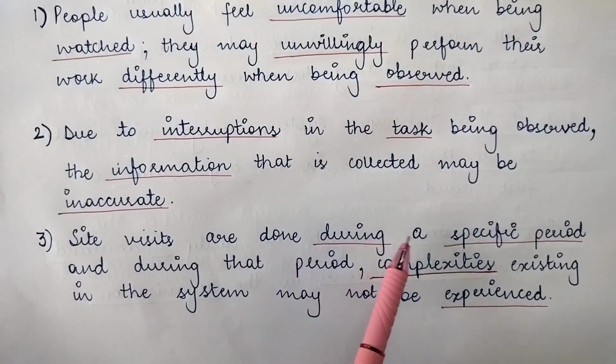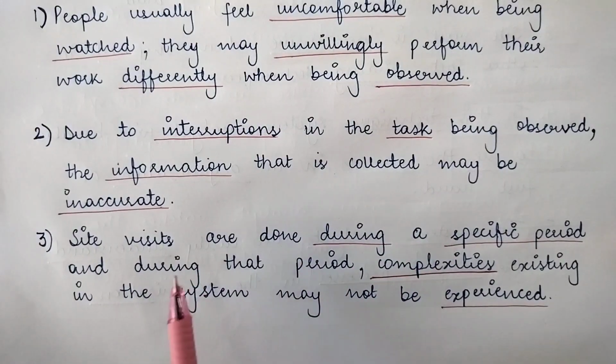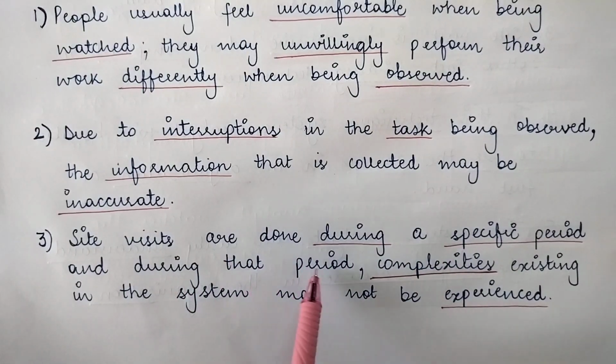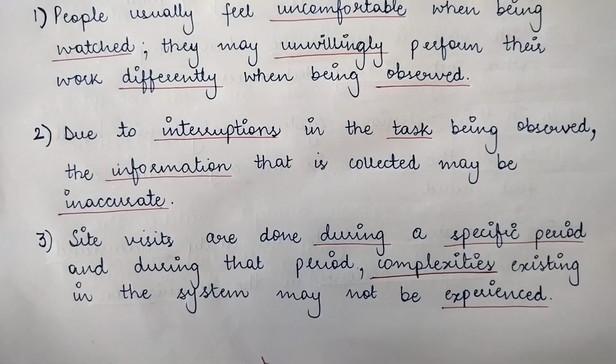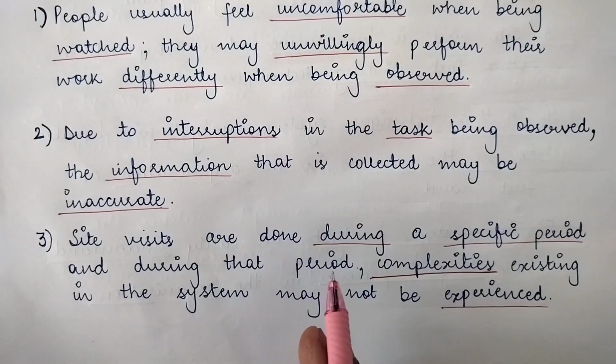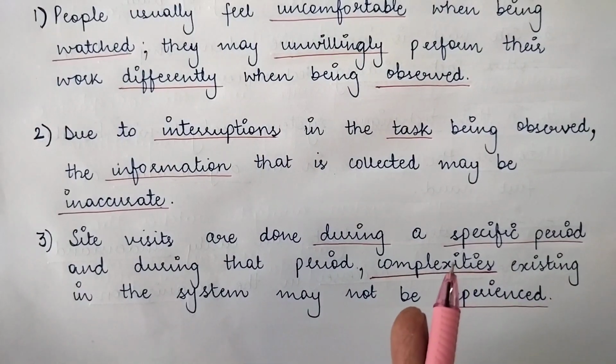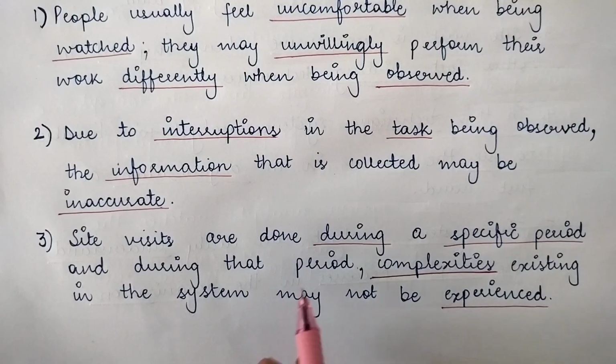Site visits are done during a specific period. You cannot do site visits all day and 24/7. That is not possible. It is done only during a specific period, and it is possible that during that period complexities existing in the system may not be experienced. You are informed about certain complexities of the system and you decide to do a site visit, but when you do that site visit, at that particular moment of time you do not experience those complexities, because those complexities will not be experienced throughout the day.